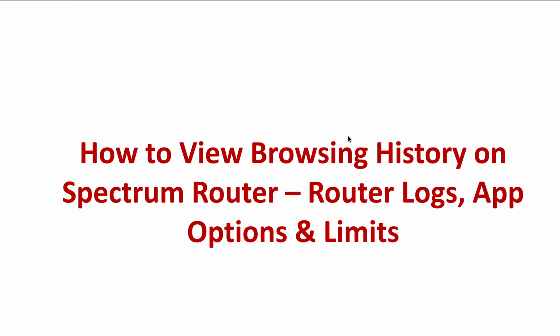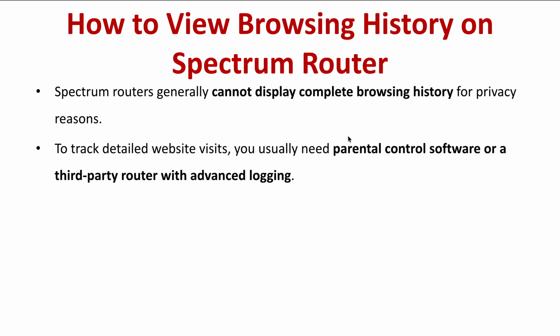How to view browsing history on Spectrum router, router logs, app option and limit. So how to view browsing history on Spectrum router? A Spectrum router generally cannot display complete browsing history for privacy reasons. To track detailed website visits, you usually need parental control software or a third-party router with advanced logging.